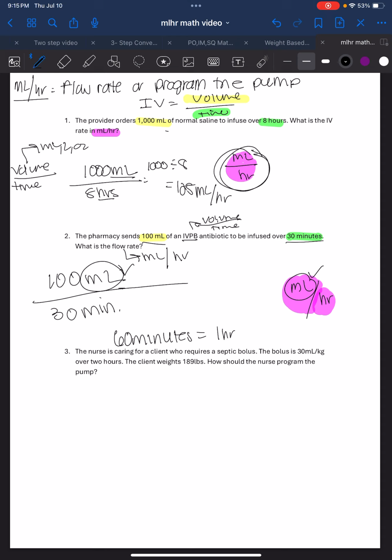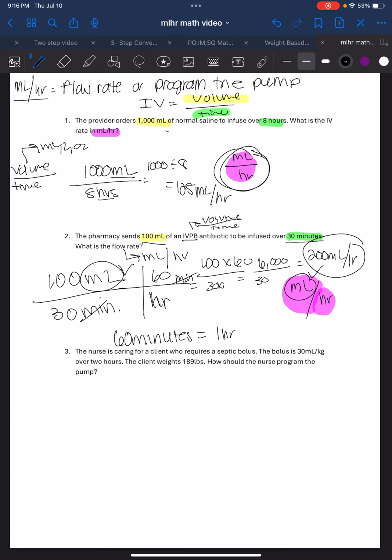To convert this, because minutes is on the bottom and we're trying to cancel it and get to hours, minutes has to go up top to cancel out. So 60 minutes on top and 1 hour on the bottom. This turns into 100 times 60 over 30 times 1, which gives 6,000 over 30, which equals 200 mLs per hour. That is your answer.